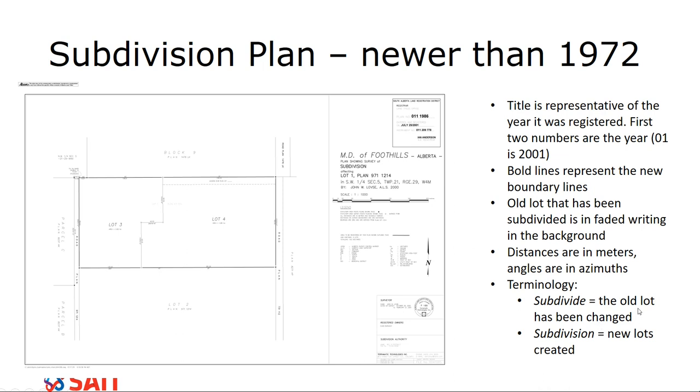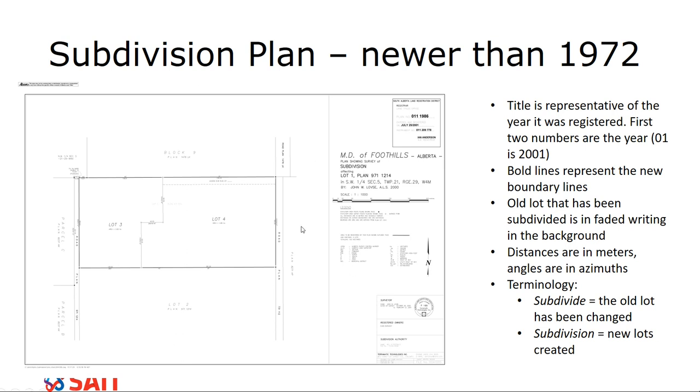So if I say which lot was subdivided, then you would say lot 1 in this case, because lot 1 was the old lot. What are the new subdivisions? Lot 3 and 4 are the subdivisions. Okay, how many subdivisions are in this plan? There's 2, because 2 of them were created. Okay, so I want you to be cautious about that, right?